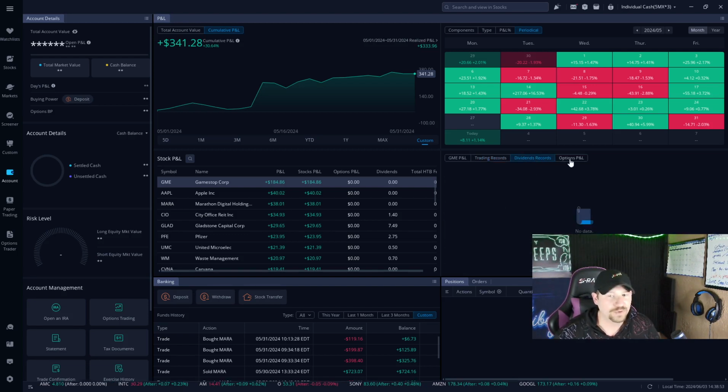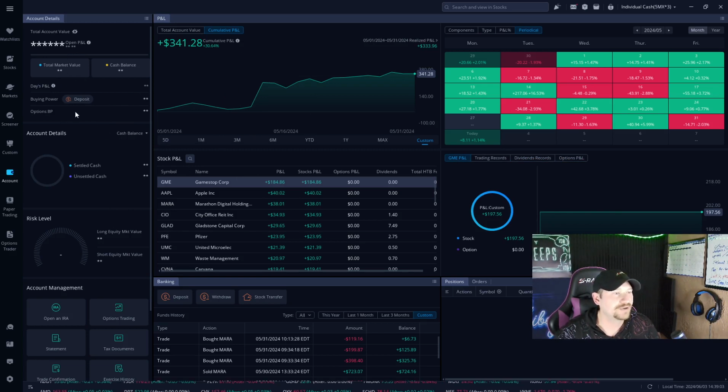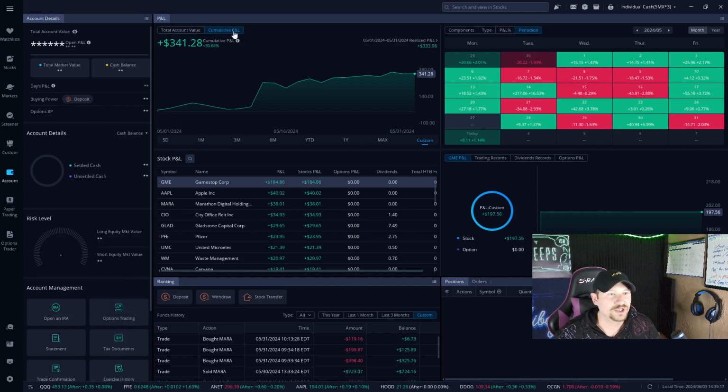Server tab or whatever it's called, which I show you those anyways. You have your total account value, open P&L, total market value, days P&L, buying power, settled cash, unsettled cash. All this stuff unlocks as soon as you unclick this little button here. Risk level, obviously, it will show you that. Then you have a total account value as far as cumulative P&L. You can switch back and forth.